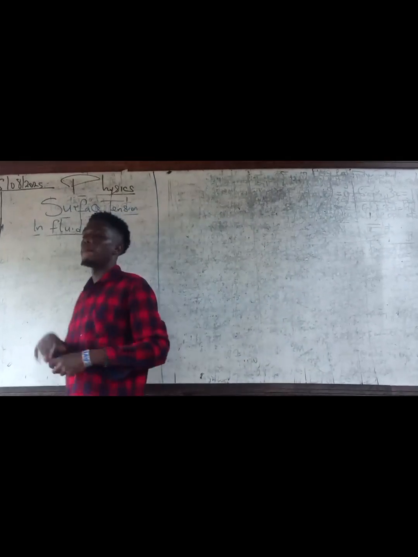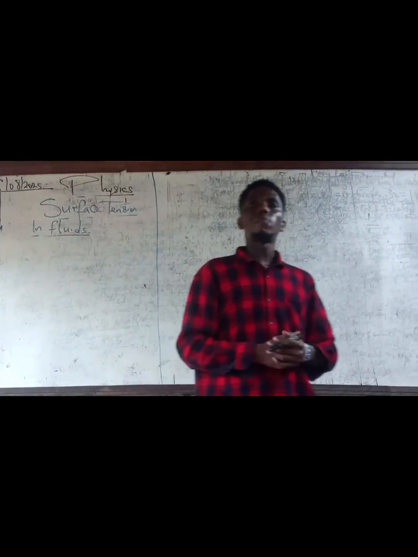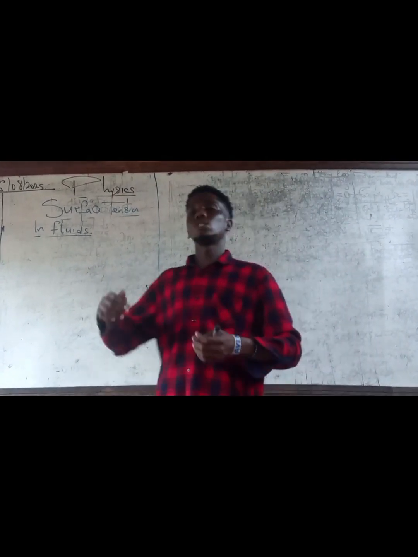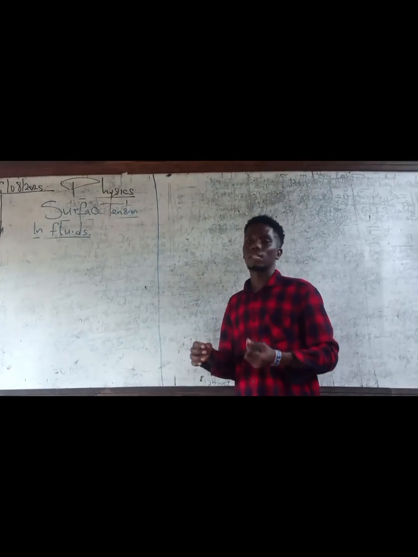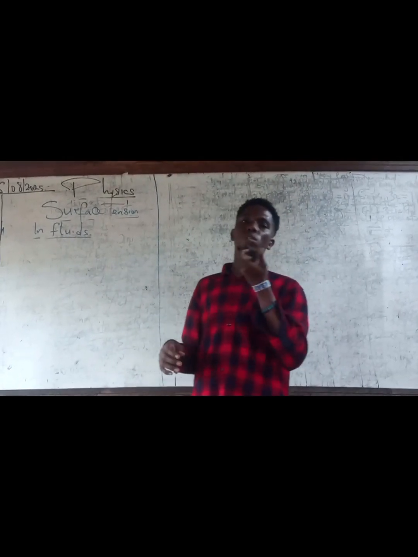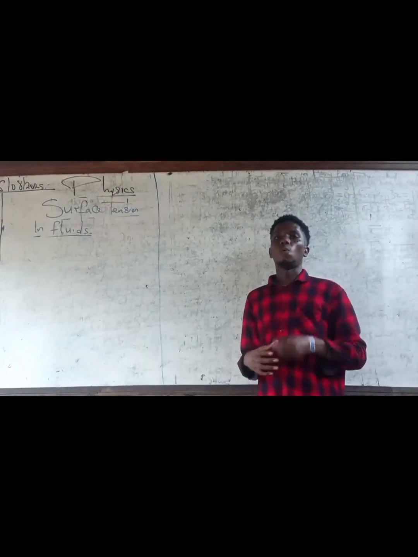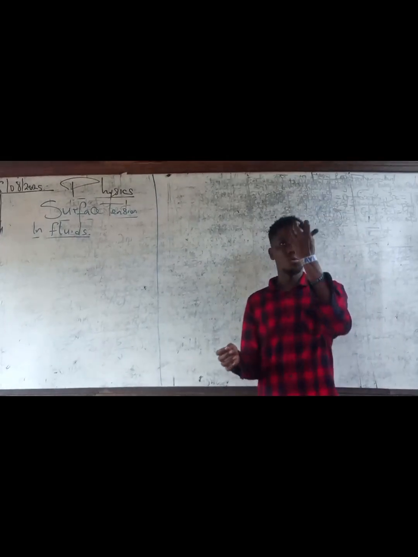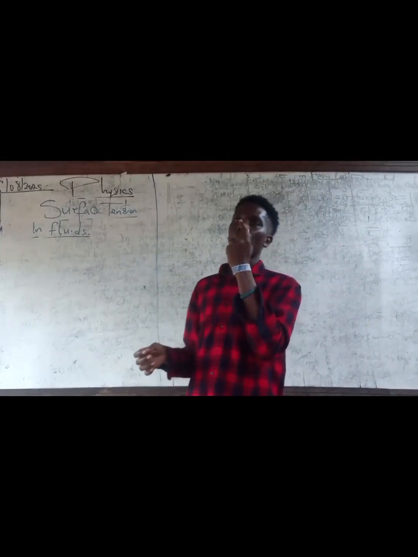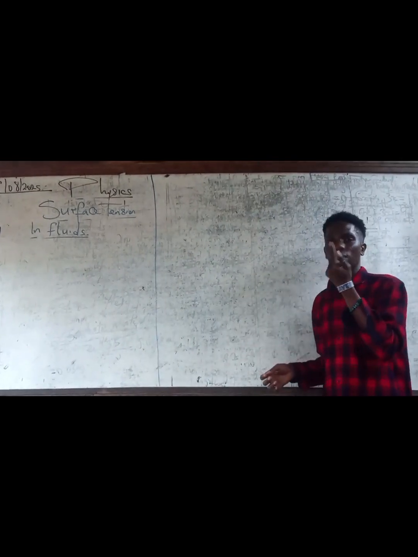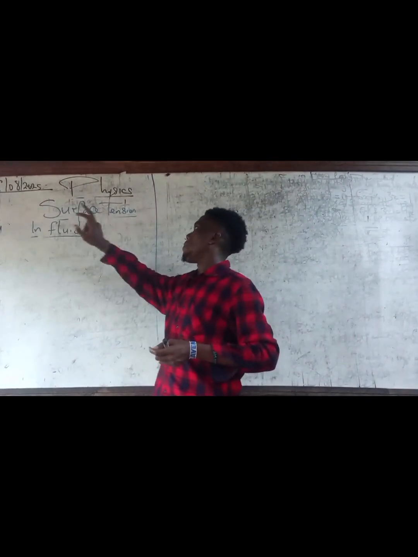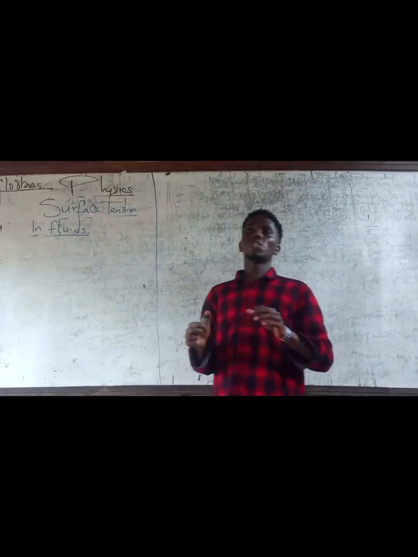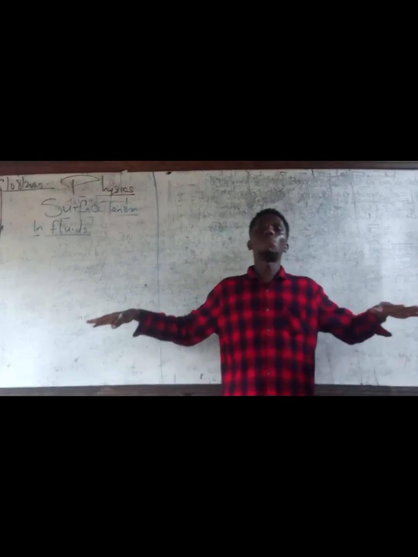Now, let me give an instance. If you have a tap, when water gushes out from the tap and then you close the tap, most times you will notice that there are drops of water hanging around the surface of the tap. Why is it that these drops of water are not falling down? Why are they hanging at the surface of the tap? That is due to what? Surface tension.